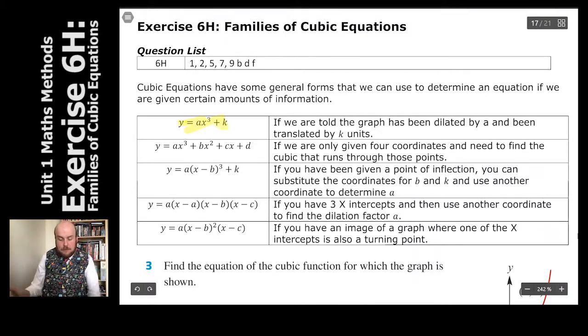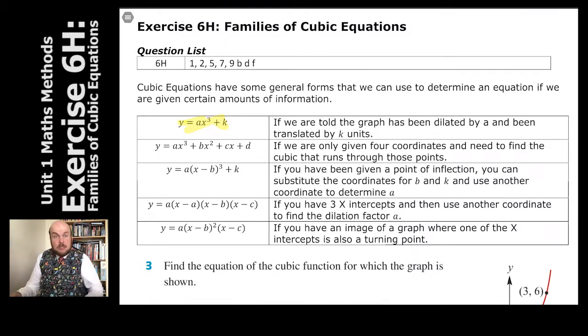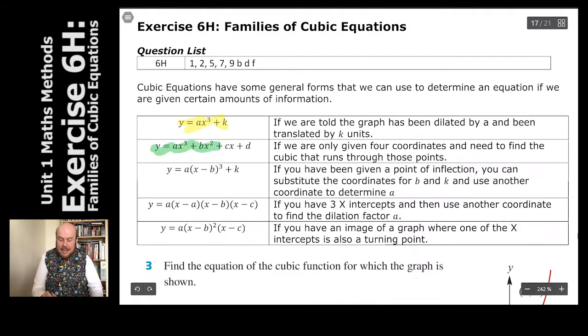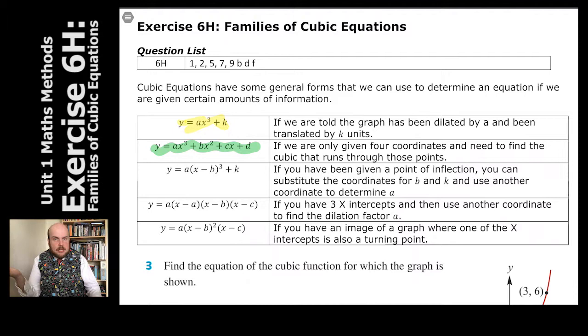For example, you would use this template if you've just been told the graph's been dilated and it's just been translated up or down certain units. If you've been told virtually nothing, if you've been just given, in this case, 4 random coordinates, then I'm sorry, you're going to have to do some simultaneous equations. Hopefully it would be a calculator allowed type scenario.